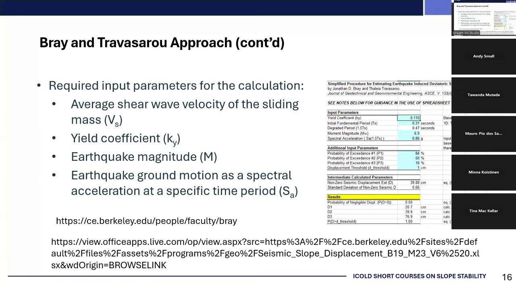So I revert to the spreadsheet calculation that's provided by Bray. This is the website, and on that website is the spreadsheet. This is linked to the spreadsheet. You need the average shear wave velocity of the sliding mass, which many projects now have with seismic cone penetration testing. The yield coefficient, this is a bit of a challenge because you actually need to do pseudostatic analyses in effect to find the yield coefficient, which is the coefficient which gives a factor of safety of 1, the earthquake magnitude, and then the spectral acceleration at a specific time period. With that information, you can use that spreadsheet.